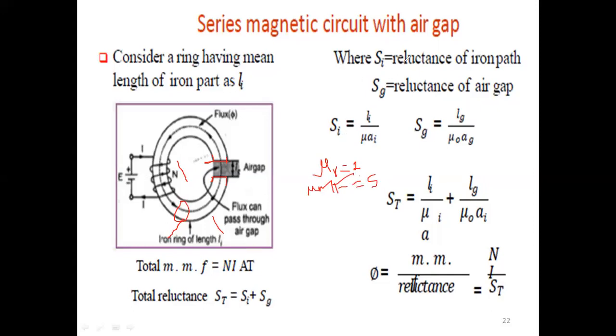Just a minute, I will write it down. MMF equals S into phi, so Si plus Sg multiplied into flux.